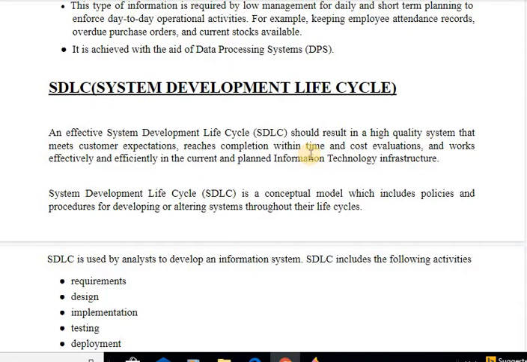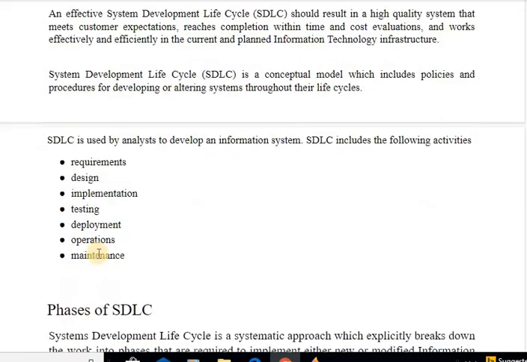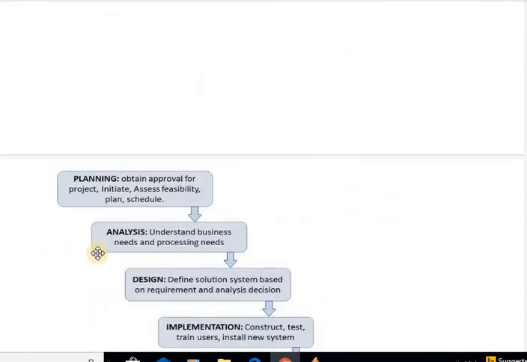SDLC is system development life cycle. So whenever we proceed to create any system, it contains certain phases, and these phases are connected with each other, so that the output of one phase acts as the input of another phase. So in this system analysis and design, we have requirements, design, implementation, testing, deployment, operations, and maintenance. These steps will get more clear by looking at the diagram here.